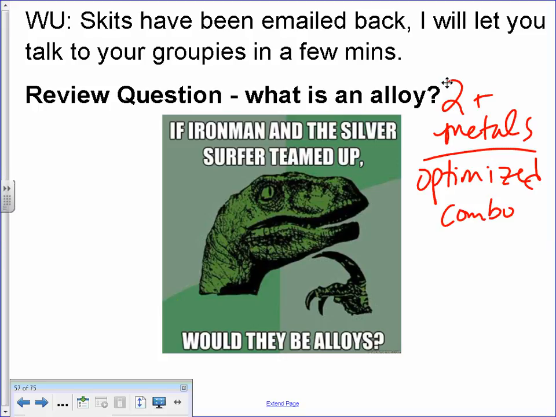And then my joke, if Iron Man and Silver Surfer teamed up, would they be alloys? Like alloys. Maybe alloy. Thanks, Miss Enlow. You're so funny.